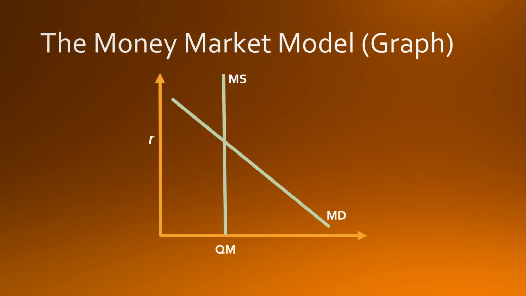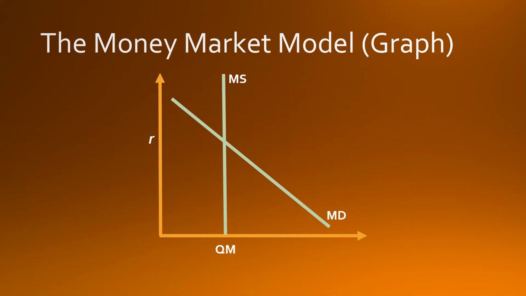All right, guys, so this is it. This is the money market model, or the money market graph, which is basically just a graph that shows us the quantity of money that's in circulation available to be spent. We're talking mostly about physical cash money, currency, and demand deposits, meaning checking accounts.